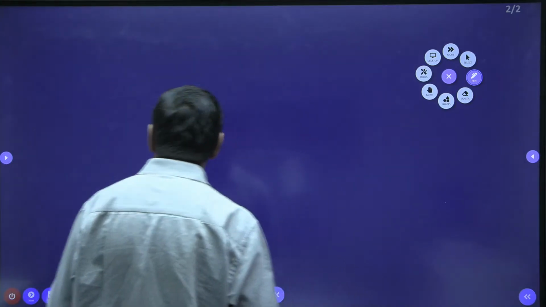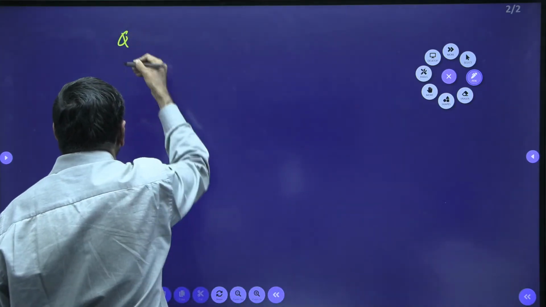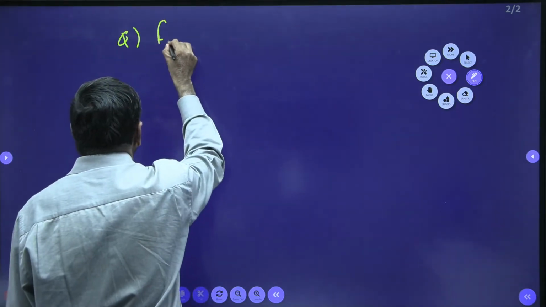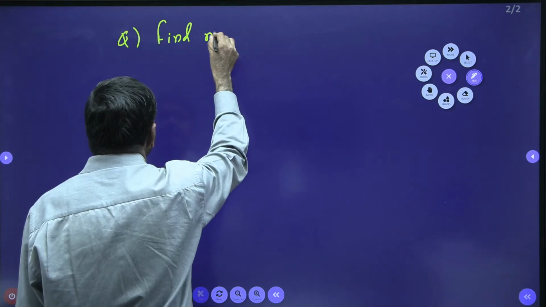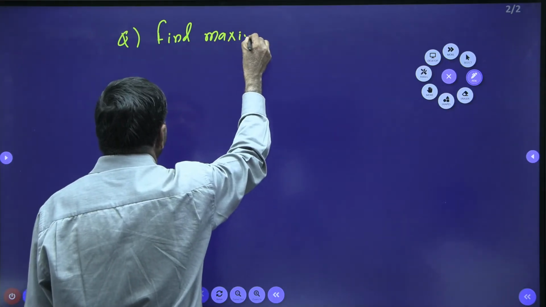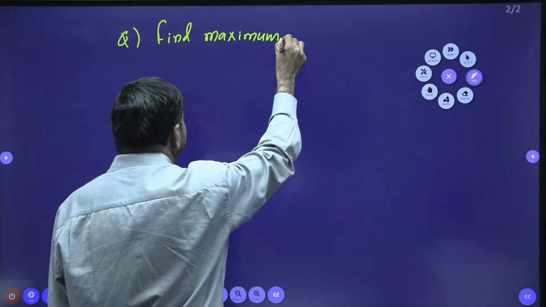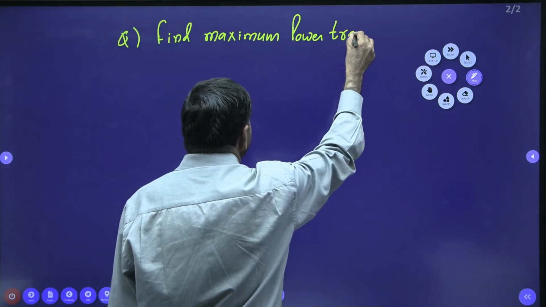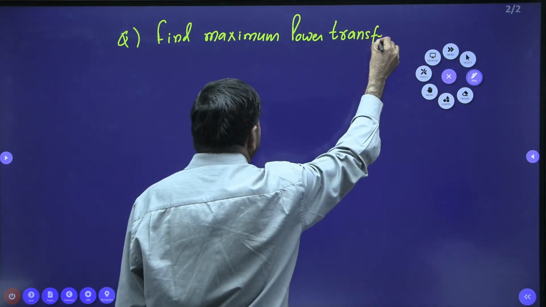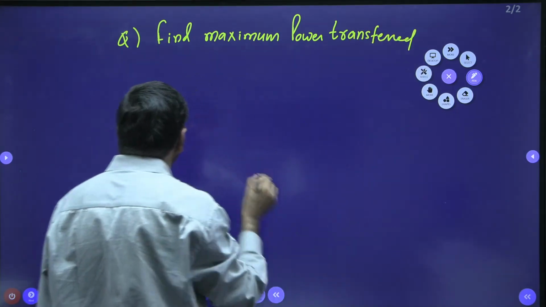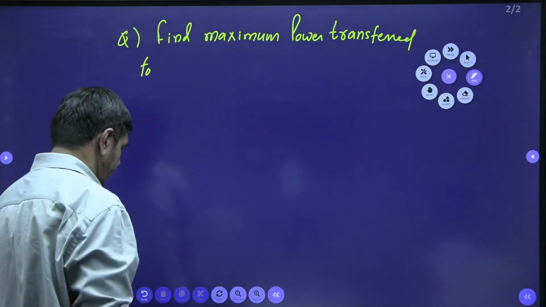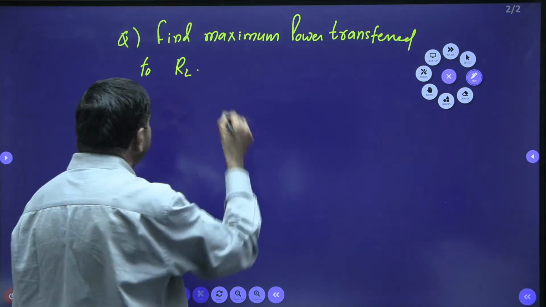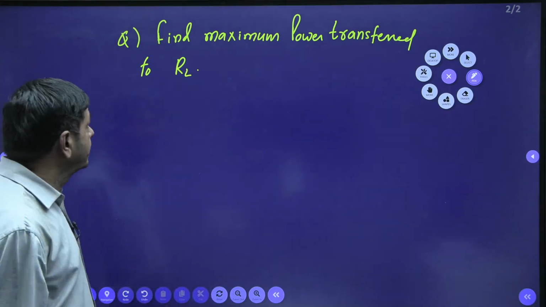A problem is given like this. Find the maximum power transferred to RL. It is asking directly for the maximum power transfer to the RL.